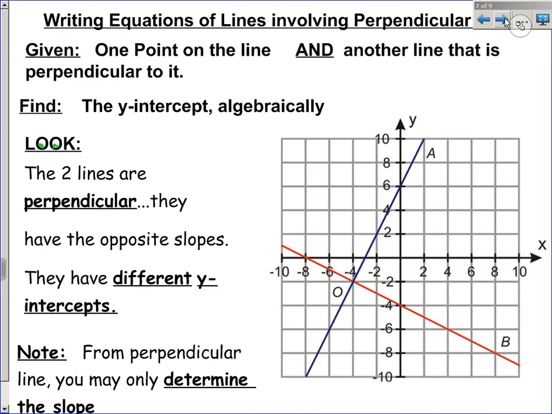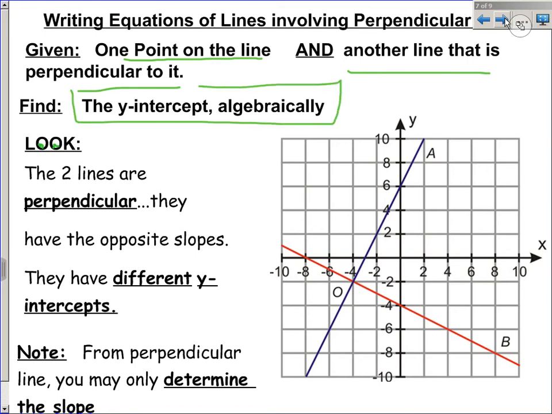Writing equations of lines involving perpendicular slopes is very similar to parallel. The only difference is that we know if the lines are perpendicular, the slopes are going to be the opposite sign reciprocal. So typically they'll give you 1 point on the line and another line that it's perpendicular to so that we can get that slope. And then we just have to find the y-intercept algebraically. So lines are perpendicular if they have the opposite slope. So A is positive and B is negative.